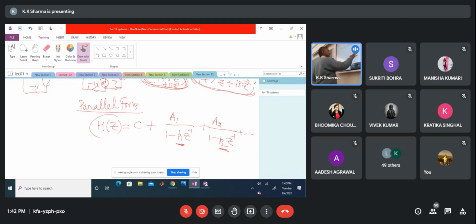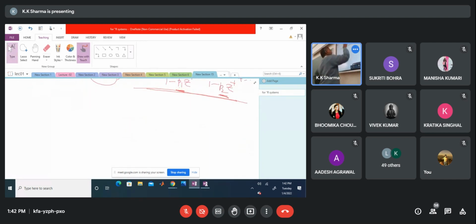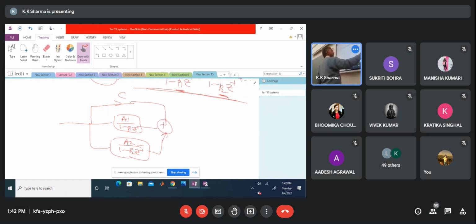So if you are required to find out a parallel form structure of an IIR filter, ultimately you have to make a partial fraction expansion of this kind, and then you implement it in this form. Implement A1 upon 1 minus P1 z inverse, implement the second structure A2 upon something, and you add the output of all these. That will be your Y.